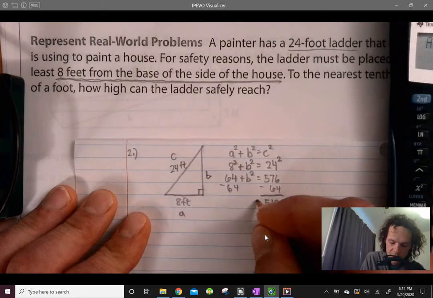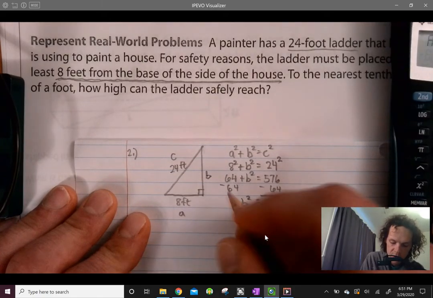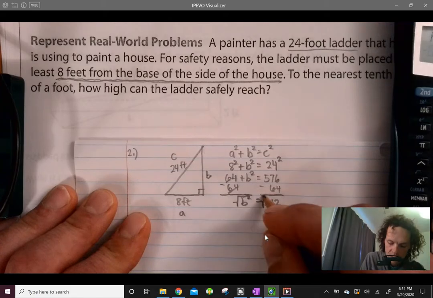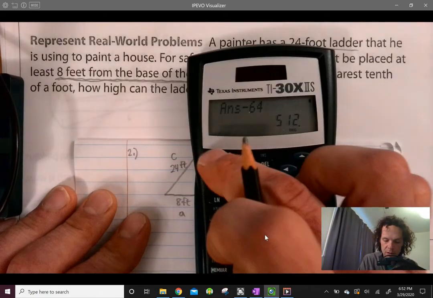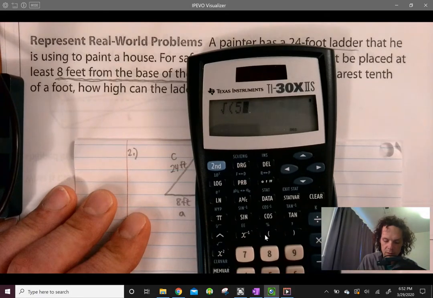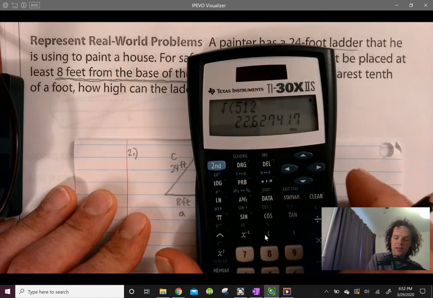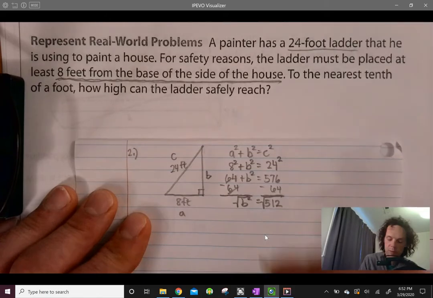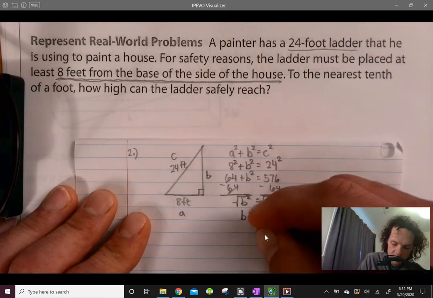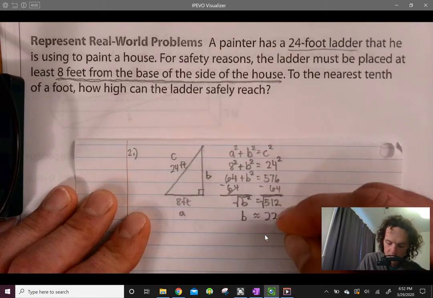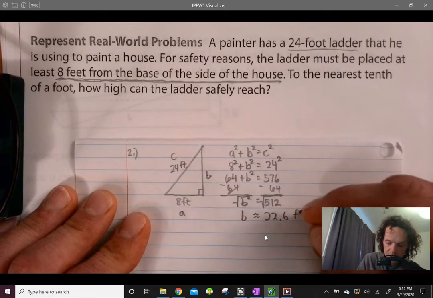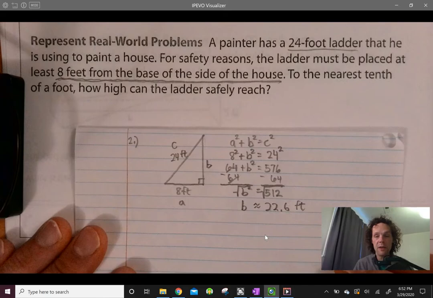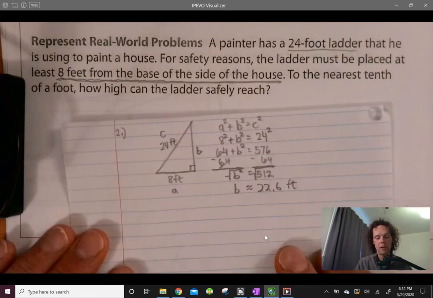And then I'm going to take the square root of that, because the square root of b squared tells me what b is. So I do that on both sides, and I do square root 512, which is 22.62, and it says to the nearest tenth. That 2 says stay at 0.6. So b is approximately 22.6 feet. And that's how high the ladder can safely reach if it needs to be 8 feet from the base of the house. Okay, that's number 2.